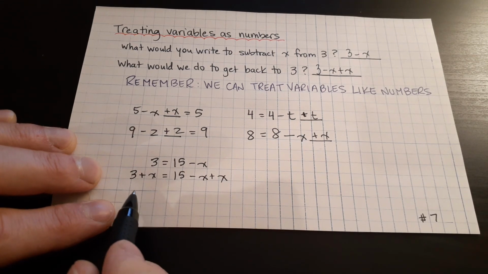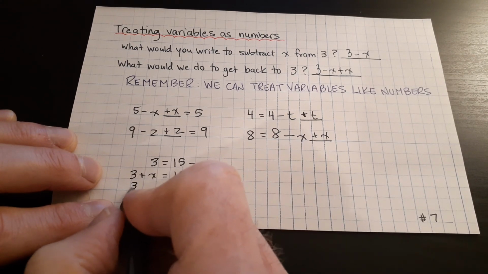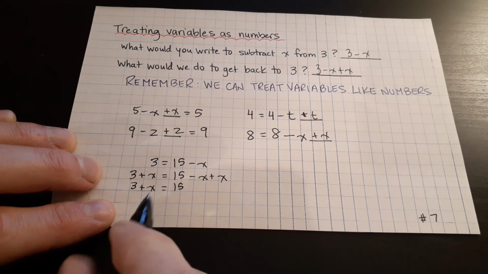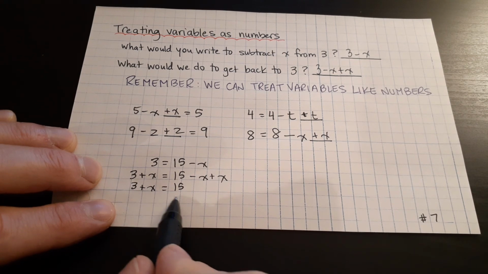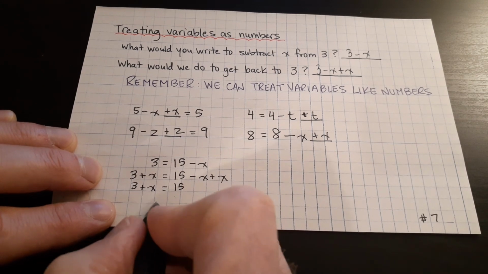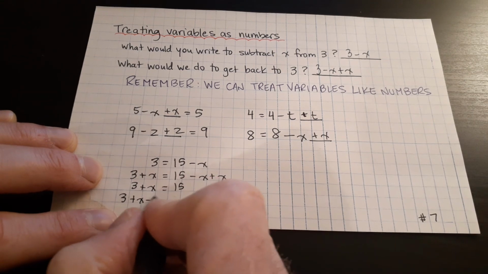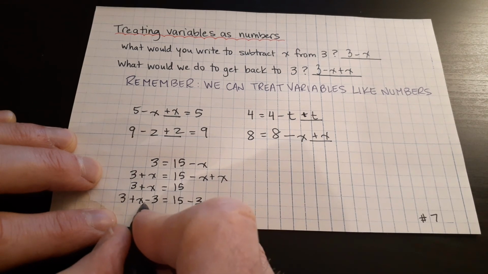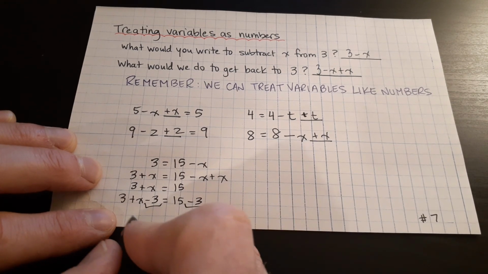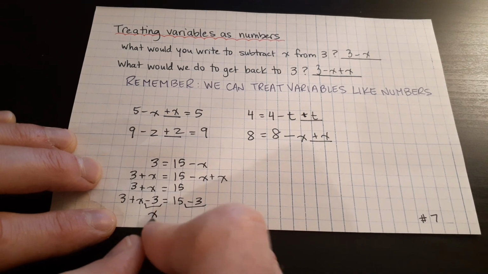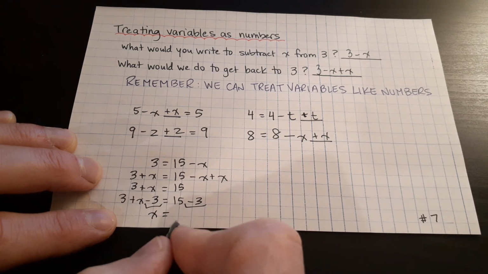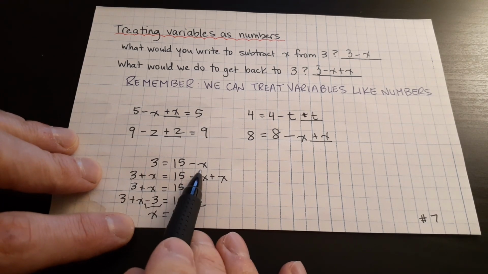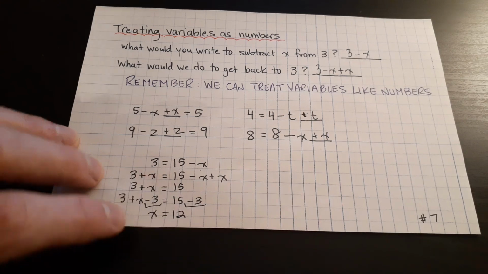I know this looks kind of weird, but that cancels out. So what we're left with is 3 plus x equals 15. Now we want to get rid of the 3 on this side, which means we also do it on the other side. So 3 plus x minus 3 is 15 minus 3. That reduces down to just x, and 15 minus 3 is 12. You can double check that by plugging 12 back in up here: 15 minus 12 actually does equal 3.